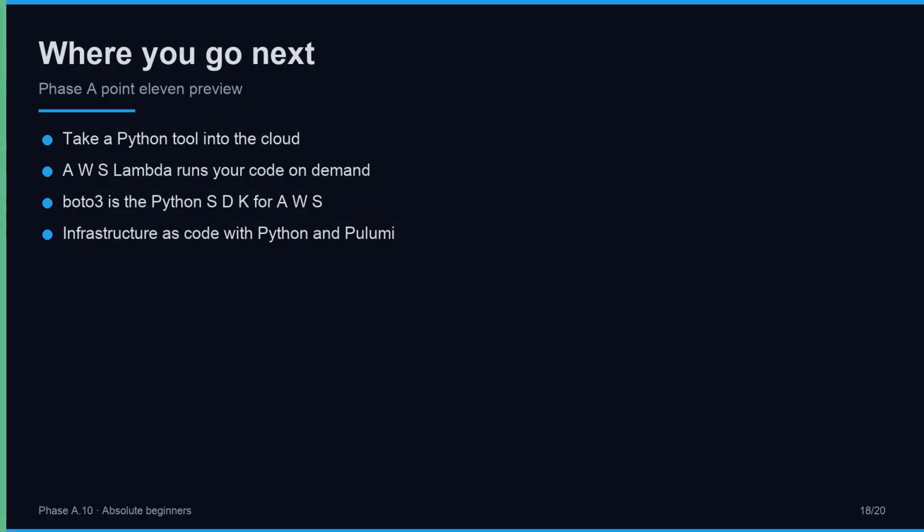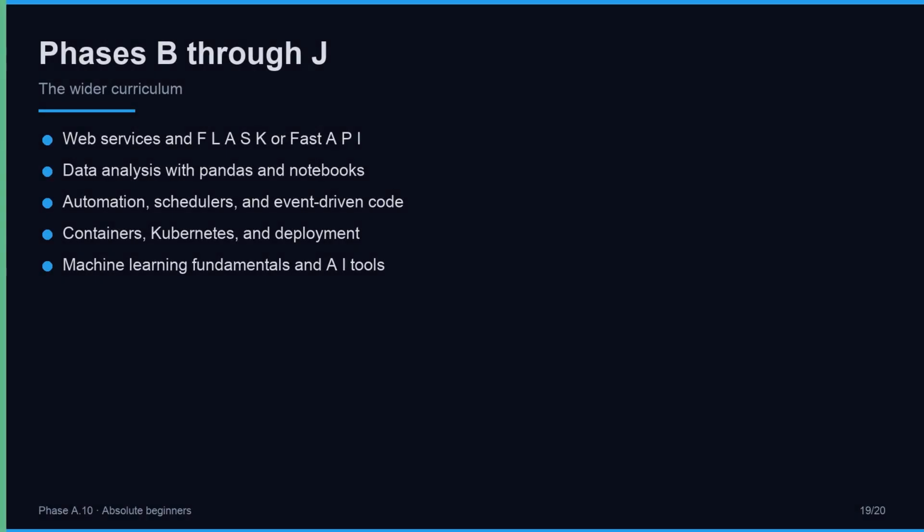Where do you go from here? The natural next step is the cloud. You take a small Python tool, like the capstone, and put it somewhere it can run even when your laptop is closed. AWS Lambda runs your Python functions on demand, billed by the millisecond. Boto3 is the Python SDK for AWS, the library you use to talk to AWS from inside your code. And Pulumi lets you describe your cloud infrastructure in Python itself, instead of clicking through a web console. The same language, a much bigger stage. The cloud is next.